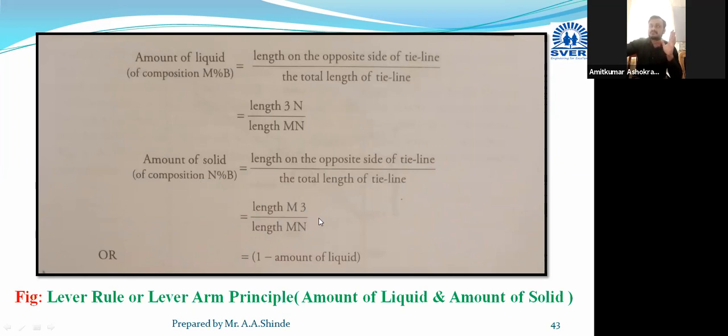And in a numerical itself, they will provide you the composition values for both M and N points. So depending on that, you will be able to write these lengths, and you will get the amount of liquid and amount of solid. And they will provide you 4 options, and you have to choose the correct one. So in this way, the lever arm principle is applied to find out the amount of solids and amount of liquid present in the given system equilibrium diagram, and here I have applied it for the isomorphous system.